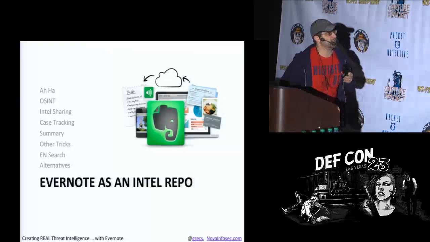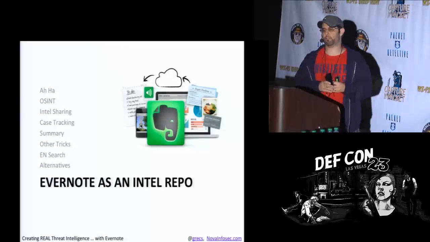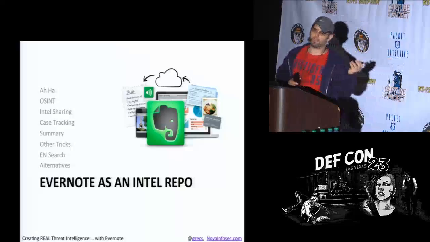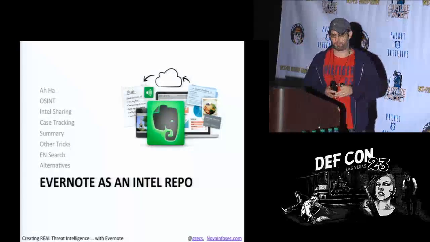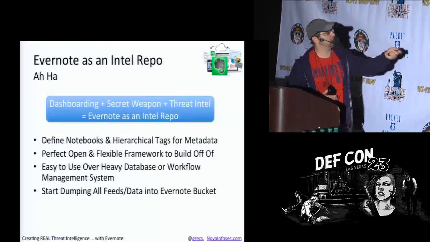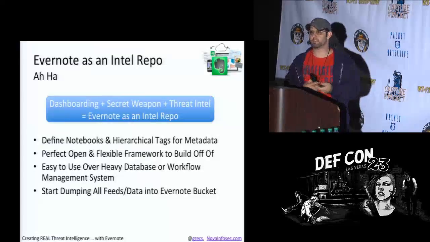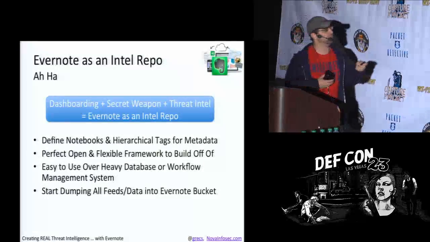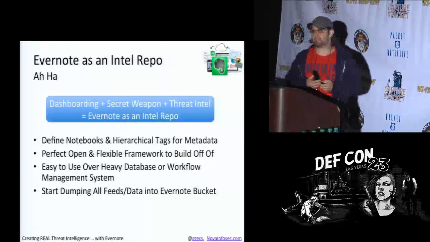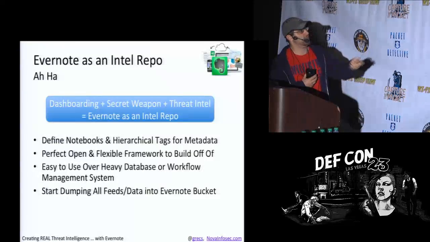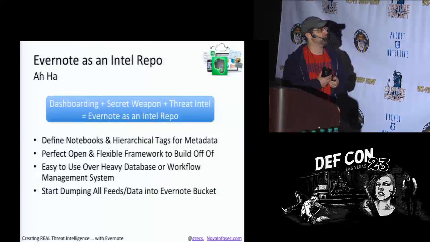So that's where I came up with what I was looking for, which was trying to use Evernote. This is really focused on OSINT currently, but there's a lot of other things you could easily do with this. So this is where it all pulls together. You basically have the dashboarding that I talked about first, some of the lessons learned that I had there, the secret weapon, right? So really taking Evernote to the next level. And then lastly, threat intel and all the awesome resources that are out there, so that you're using Evernote as this intel repo.